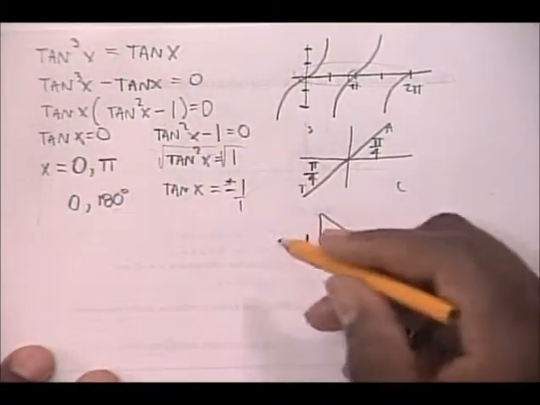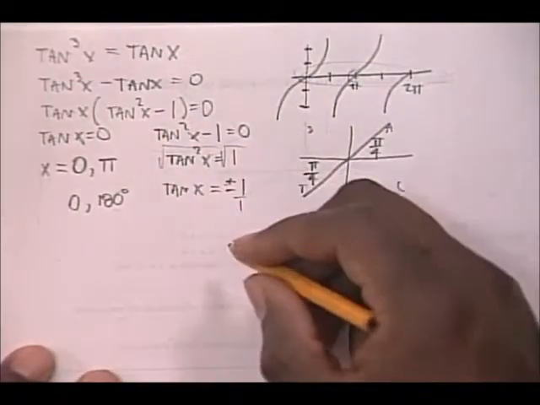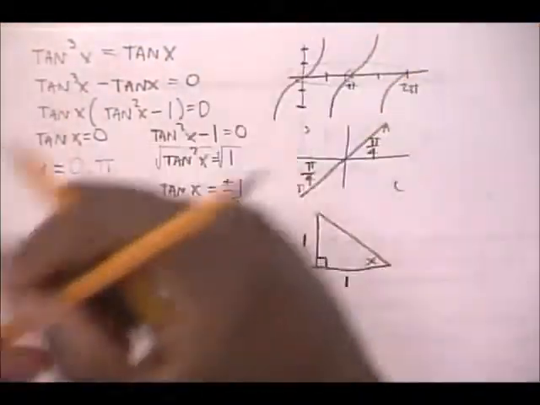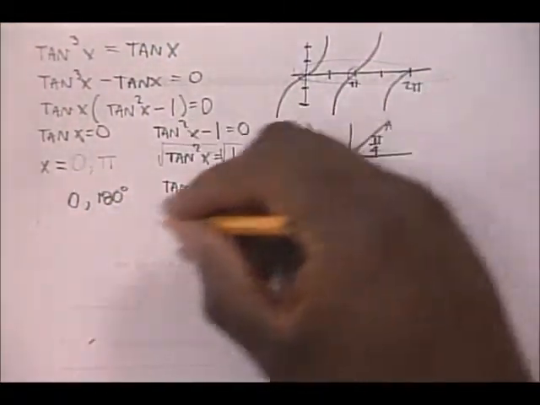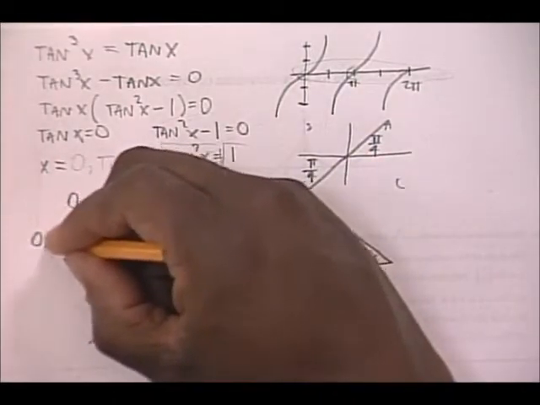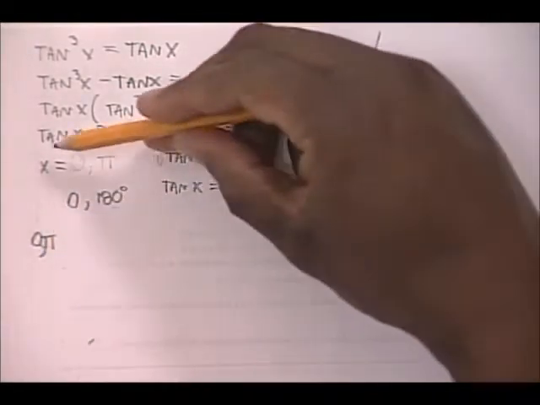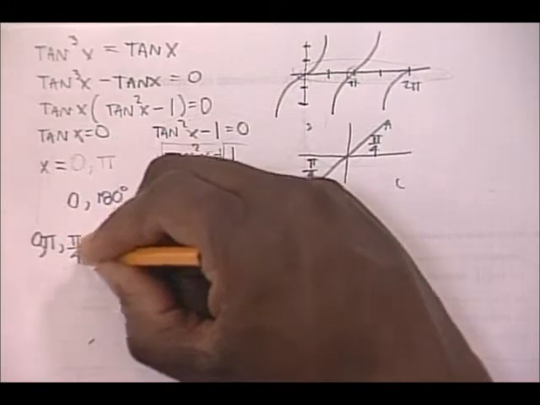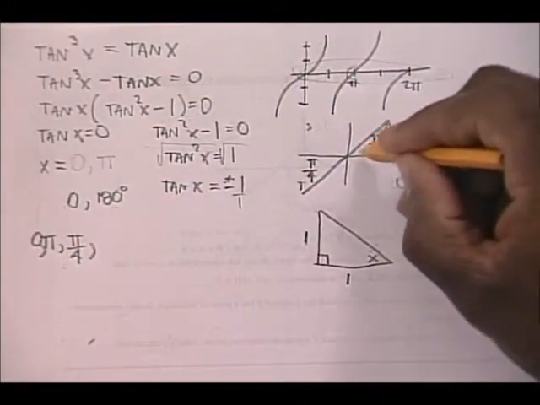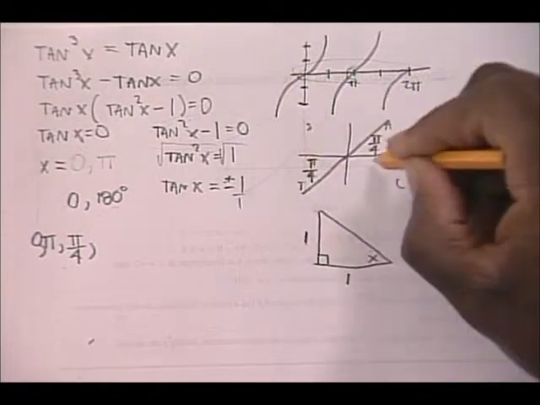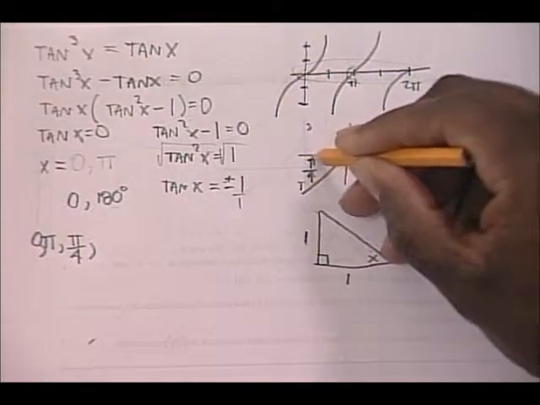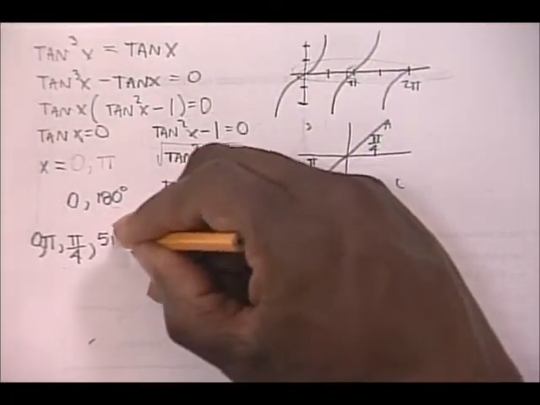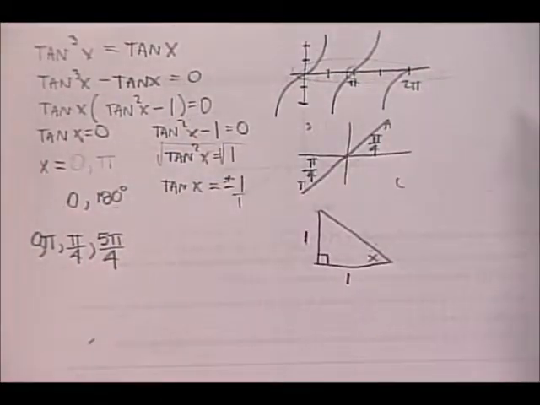So in addition to 0 and pi, let me put my answers here. I have a little bit more space. In addition to 0 and pi, which came from tangent x is 0, you'll also have pi over 4, and you'll also have, this is 4 pi over 4, and then this is our answer. If this is 4 pi over 4, and that's our answer, the answer you're looking for would be 5 pi over 4.